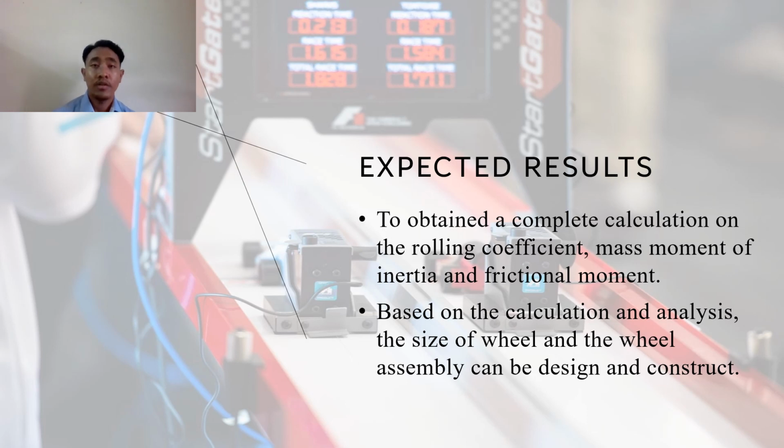The last part of my presentation is the expected result. Based on the analysis, the aim is to obtain a complete calculation of the rolling coefficient, mass moment of inertia, and frictional moment. Based on the calculation and analysis, the size of the wheel and wheel assembly design can be constructed. Besides, the size of the wheel can withstand the load of the F1 car and achieve the target to reach the finishing line in the fastest time possible.